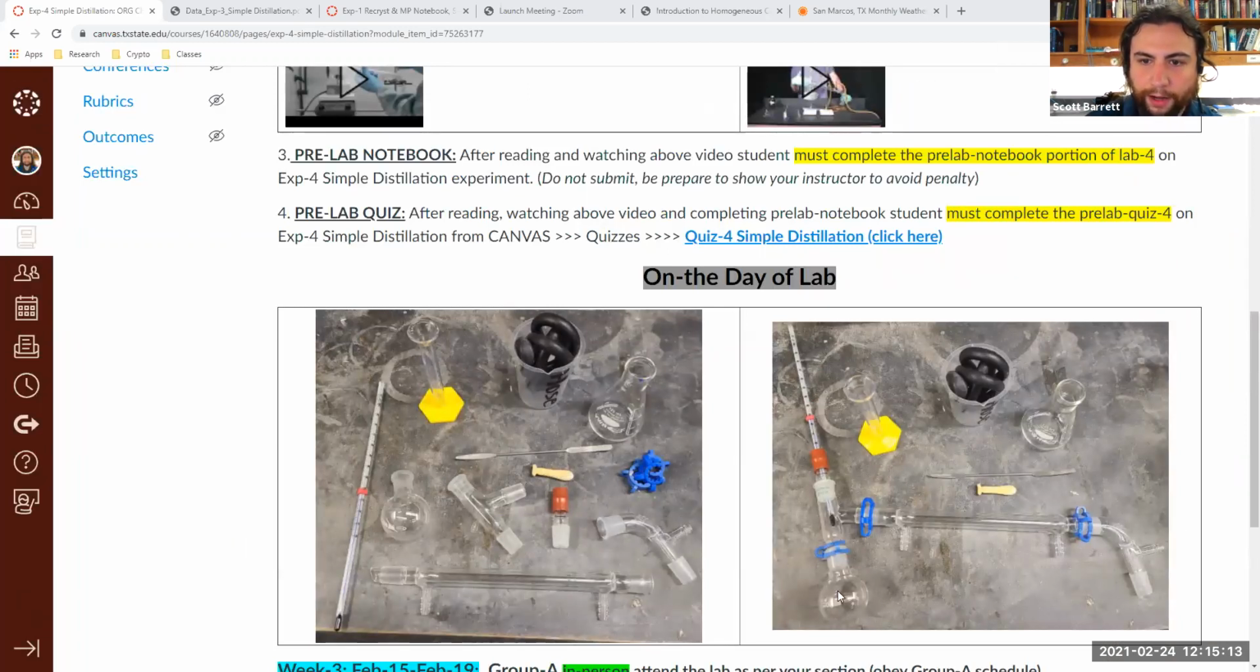Okay, so your round bottom here is connected by a clip up to your adapter, and the thermometer is placed right here, as you can see. The reason we have it here is so that it is at the still head, and when it's boiling up, it'll measure the temperature of the vapors up at the still head.